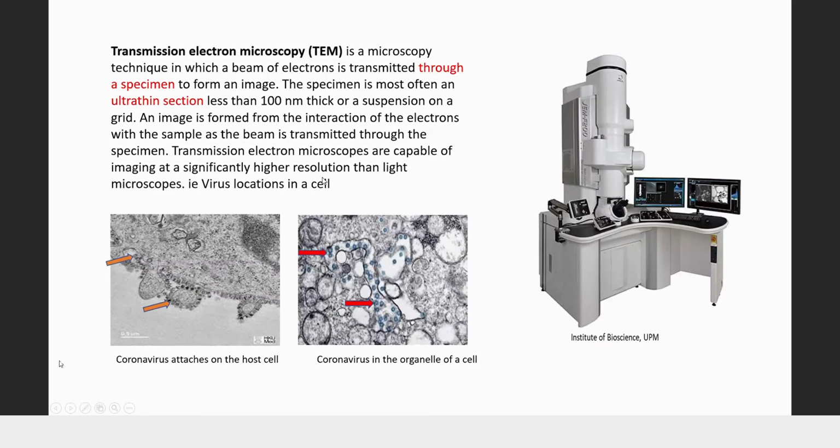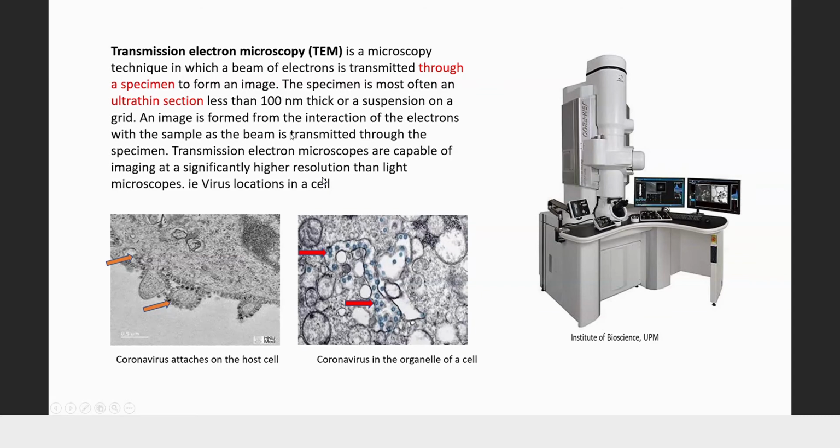Okay, this is TEM. TEM refers to transmission electron microscopy. This is how the equipment looks like, and we have one in the Institute of Bioscience. And if you want to have a go, you can have a look at what the machine looks like. It's very huge compared to your ordinary inverted microscope or the light microscope that has been used before. Okay, so here it says that TEM is a microscopy technique where the electron is transmitted through a specimen to form an image, and the specimen has to be in the form of an ultra-thin section of less than 100 nanometer thickness.